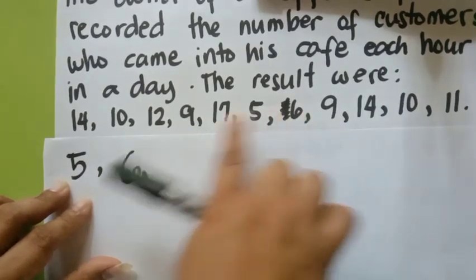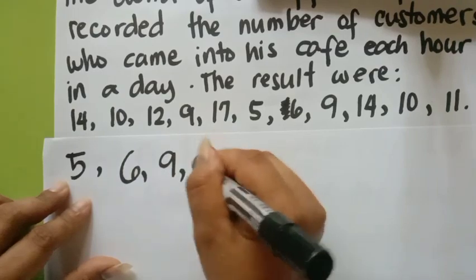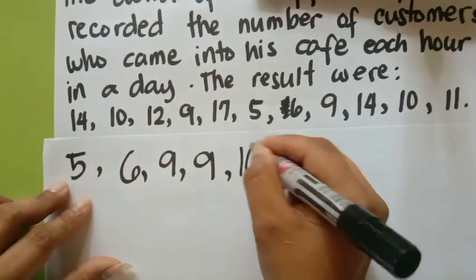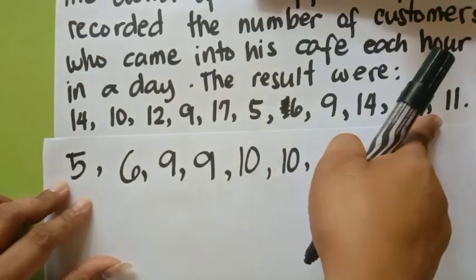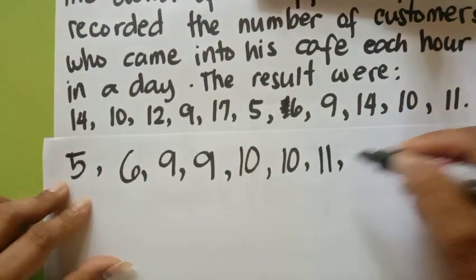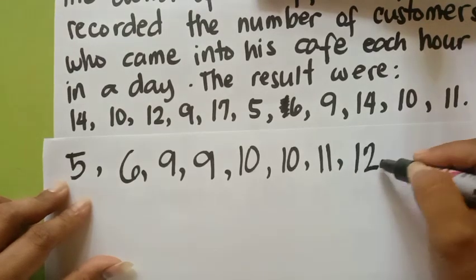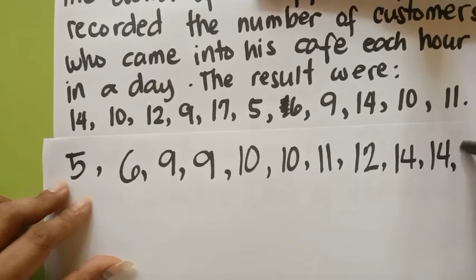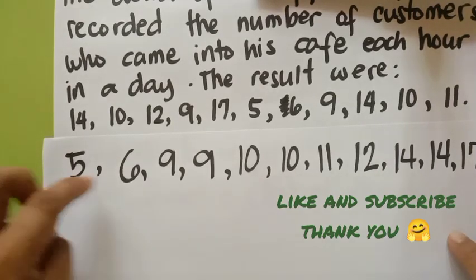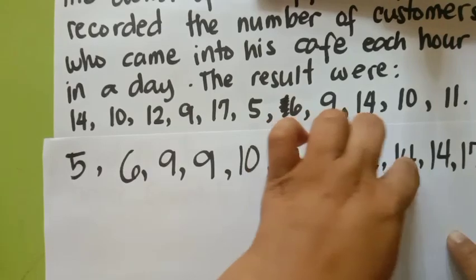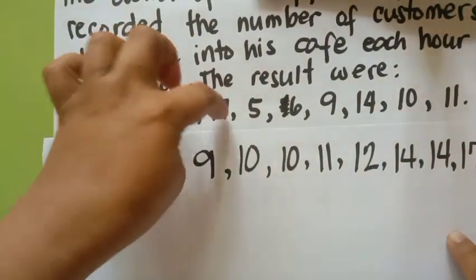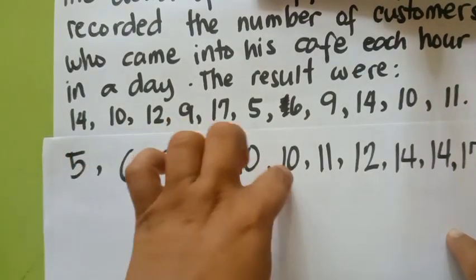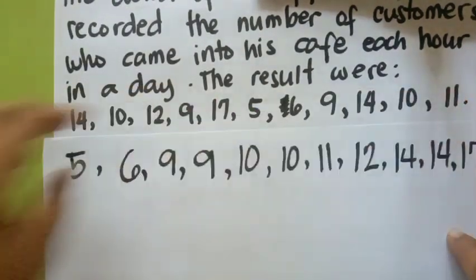Dalawa yung 9. So, dahil dalawa ang 9, dalawa rin yung isusulat natin. 9, 9. Then, dalawang 10. 10, 10. Then, we have 11. Then, we have 12. Then, we have 14. Dalawa yung 14. Then, we have 17. 1, 2, 3, 4, 5, 6, 7, 8, 9, 10, 11. So, 5, 6, 9, 9, 10, 10, 11, 12, 14, 14, 17.